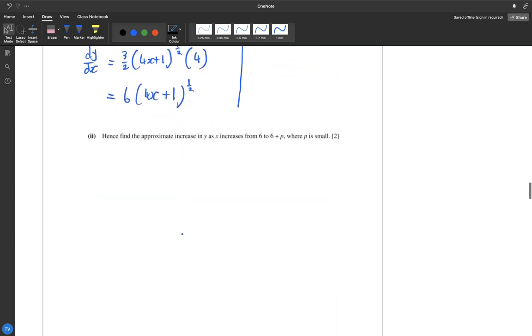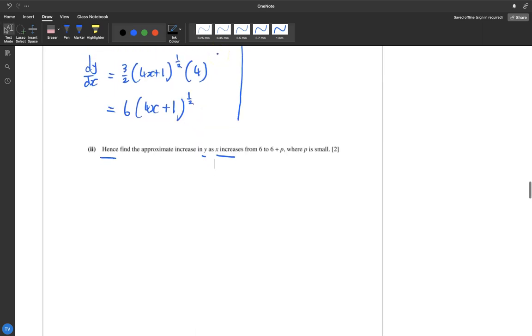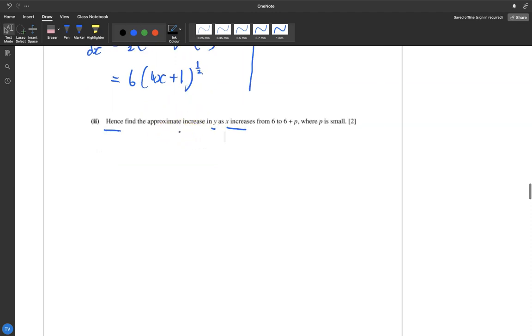Okay. Hence, find the approximate increase in y as x increases from 6 to 6 plus p, where p is small. Now when they say hence, it means you have to make use of the previous answer. Okay, so we'll do that. But first, let's try and understand what's going on here. Let me just zoom in a little bit.